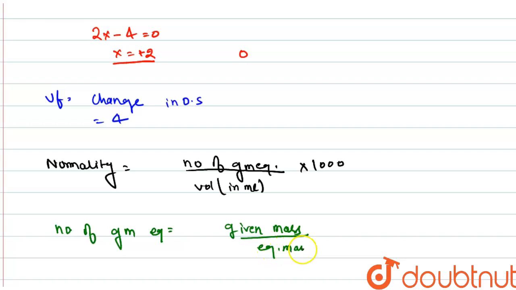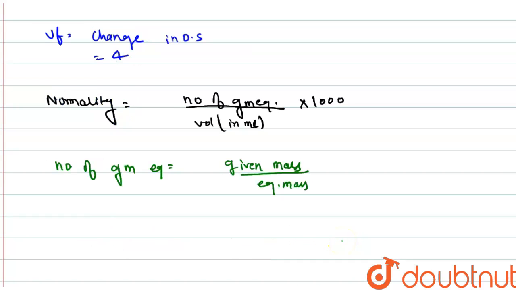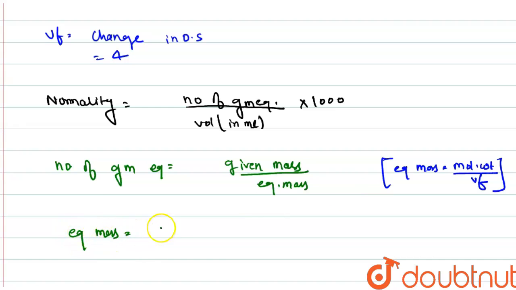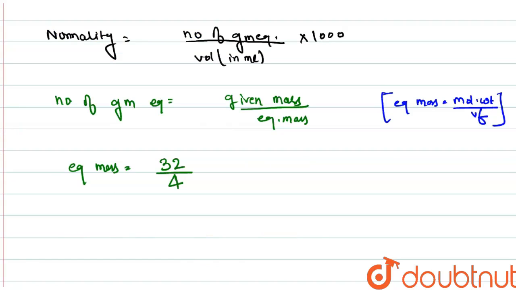Further, equivalent mass is equal to molecular weight upon valency factor. The valency factor is 4, as we have calculated above, so equivalent mass will be equal to 32, which is the molecular mass of N2H4, upon 4.